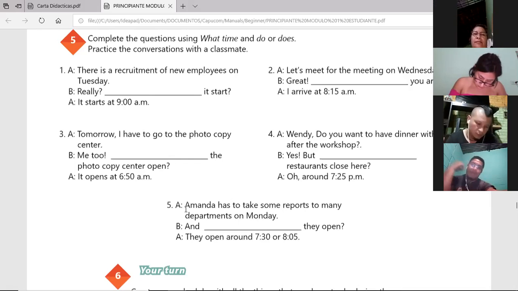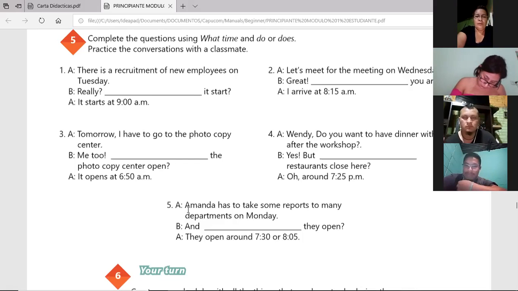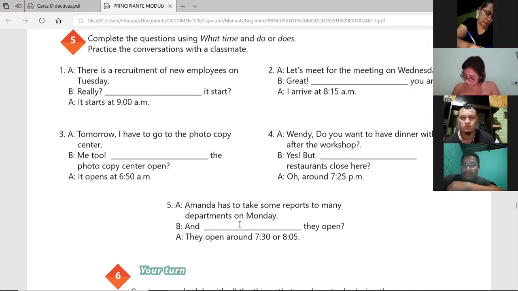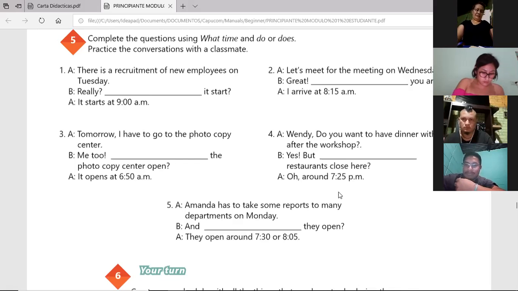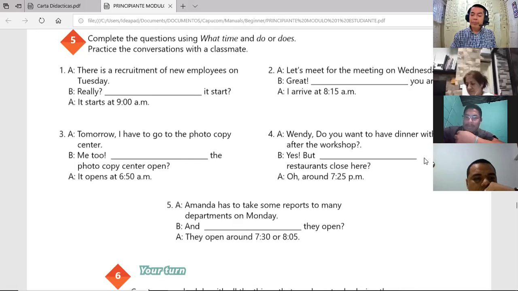Number 5. Ok, Amanda has to take some report to money depot on Monday. Irving, what time? They open around. Okay. Review, right? They open. Excellent. What time do they open, right? What time do they open? Okay, that's it, right? But please. They open around.